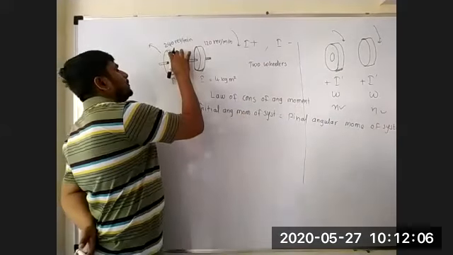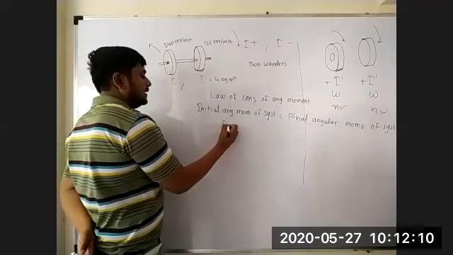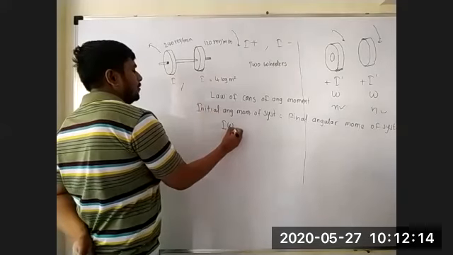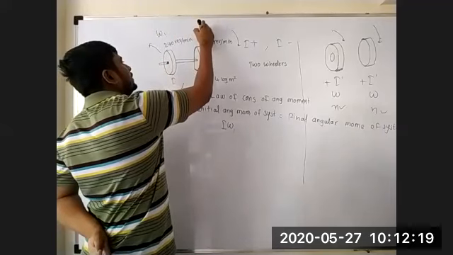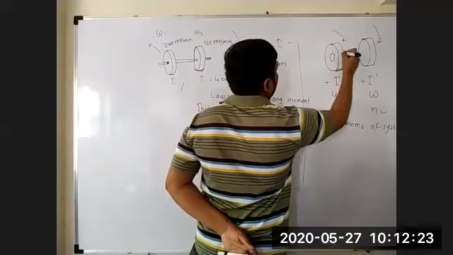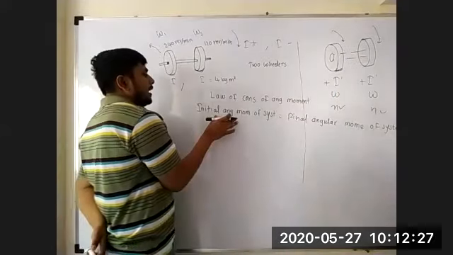Angular momentum of the first body: its moment of inertia and its velocity, that is, its angular velocity. I am going to take omega 1 as the angular velocity here, and here it is omega 2. In the second case, the angular velocity of both is the same, and they are attached by a wheel. Right.